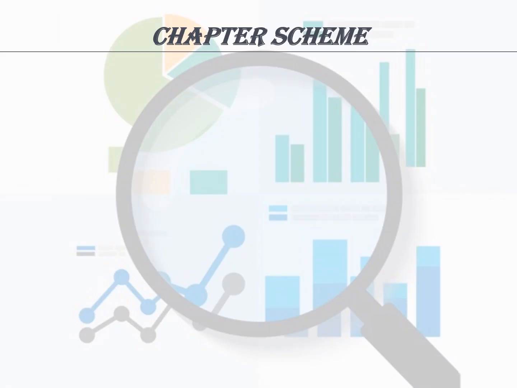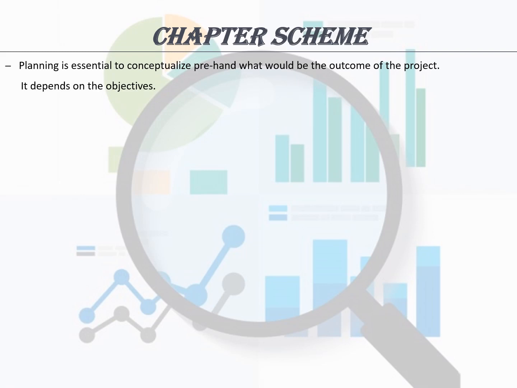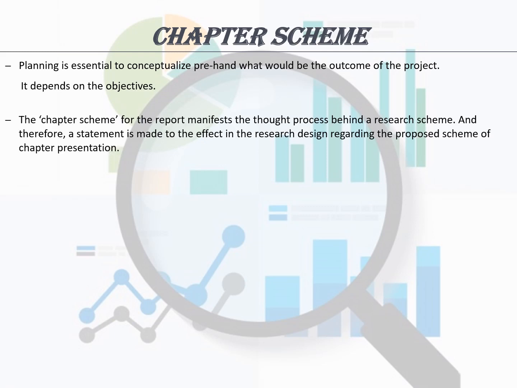Chapter scheme. Planning is essential to conceptualize beforehand what would be the outcome of the project, and it depends on the objectives. The chapter scheme for the report manifests the thought process behind the research scheme, and therefore a statement is made to the effect in the research design regarding the proposed scheme of chapter presentation.